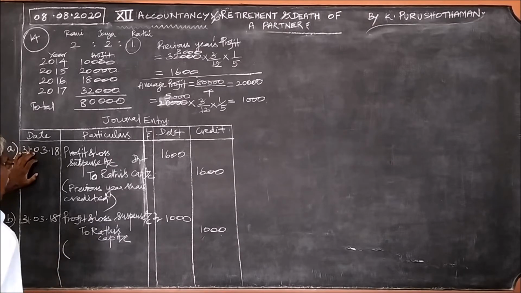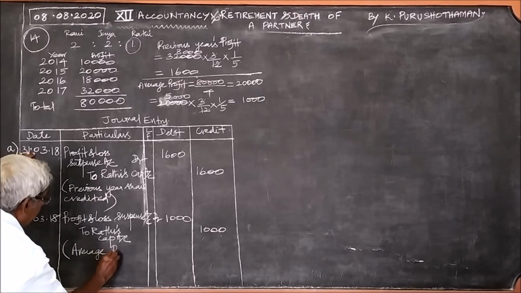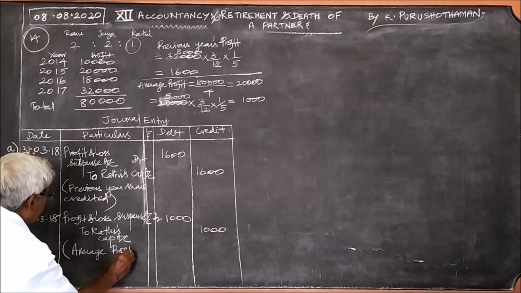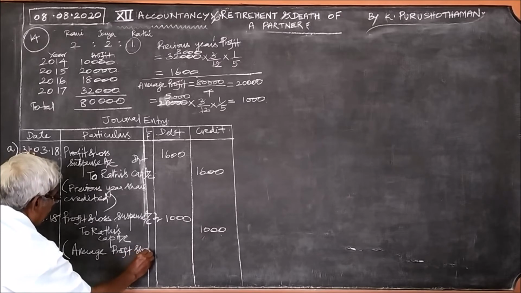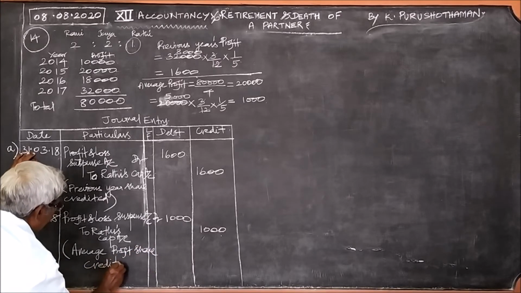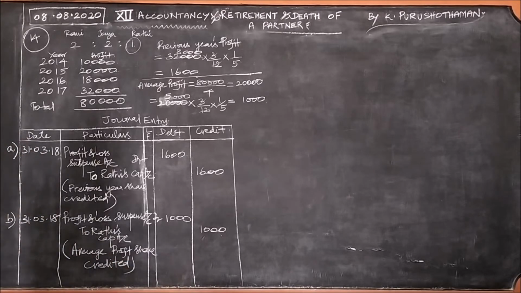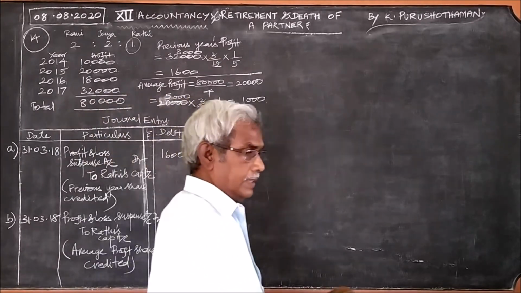Narration: average profit credited. Average profit share credited to the retiring partner. Retiring partner, Rati. Once again, I repeat the same.